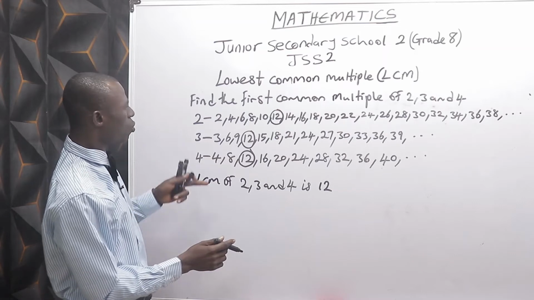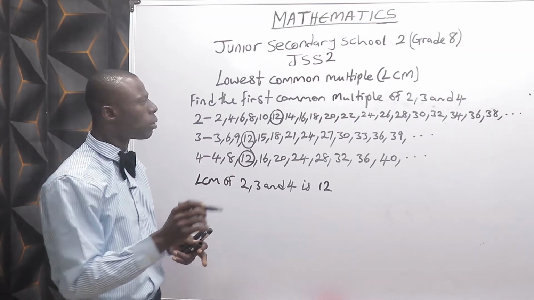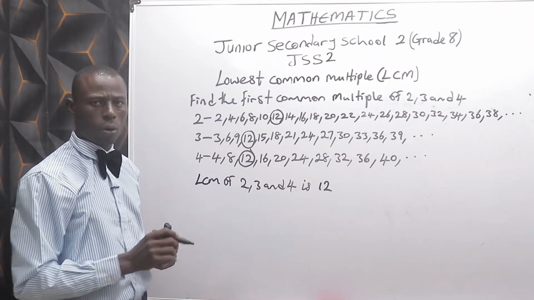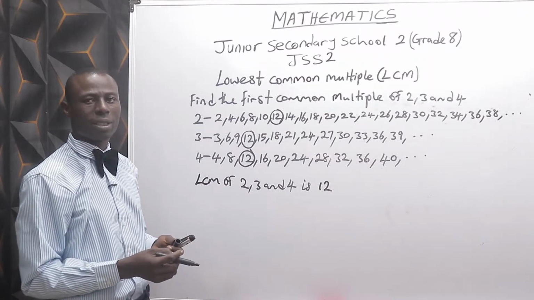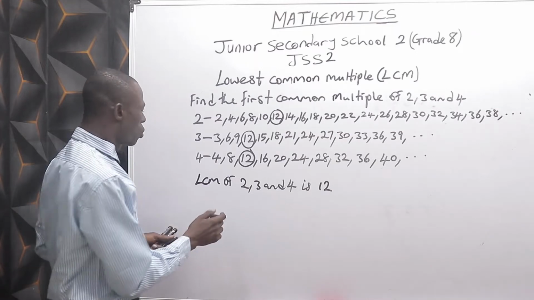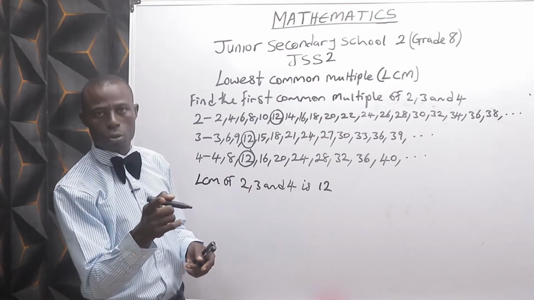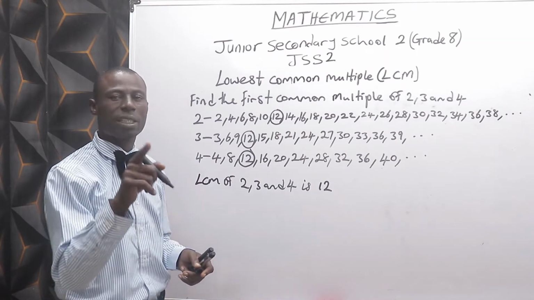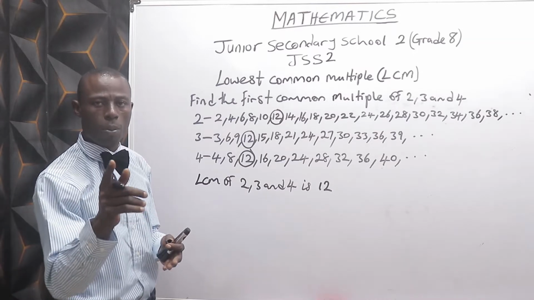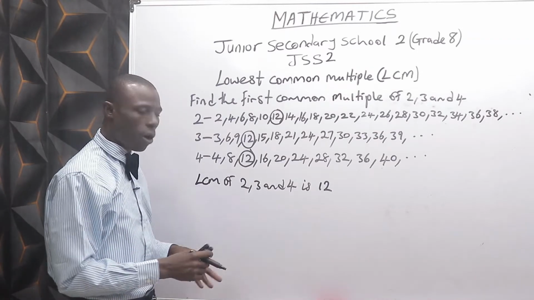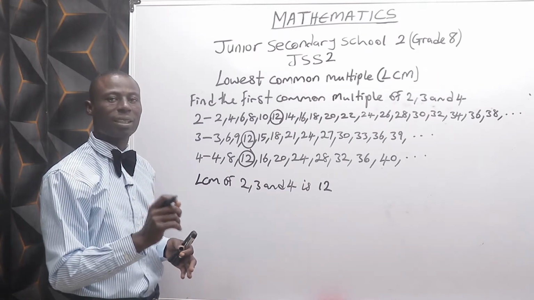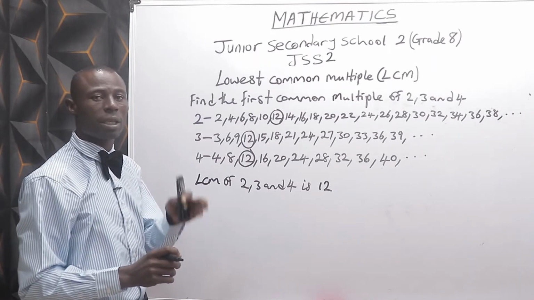What if the question has us find the second common multiple of 2, 3, and 4? How do you go about it? Once you know the first, don't stress yourself anymore. You just multiply the first by 2. It will give you the exact answer for the second common multiple. If you are asked to find the third common multiple, just multiply the first common multiple by 3. Whatever you get will be the exact answer, which is the third common multiple.